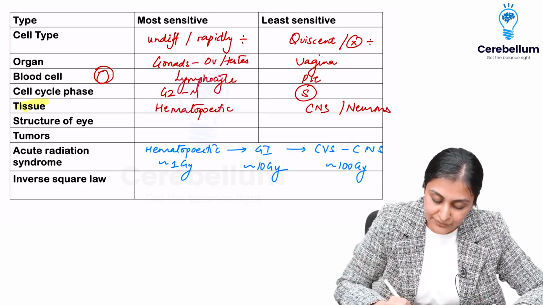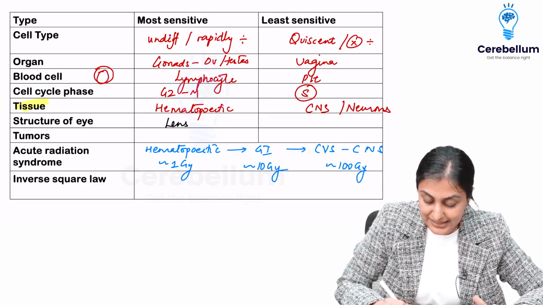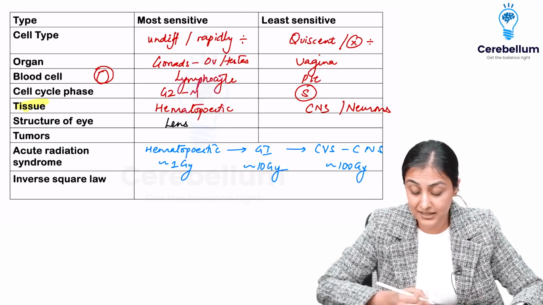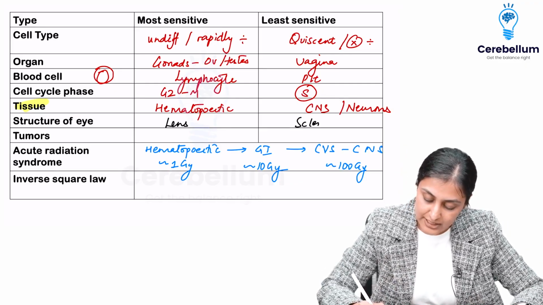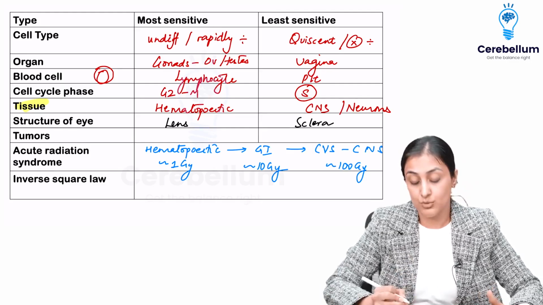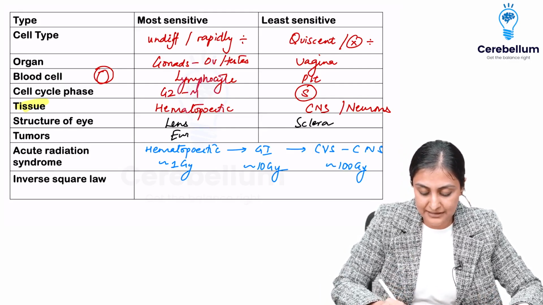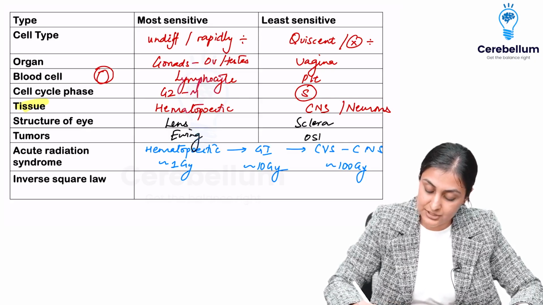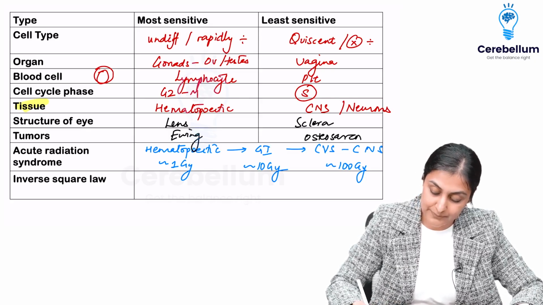The structure of the eye which is most sensitive is the lens, and that's why you have cataract. The least sensitive is the sclera. The most sensitive tumor is Ewing sarcoma, and the least sensitive is osteosarcoma.